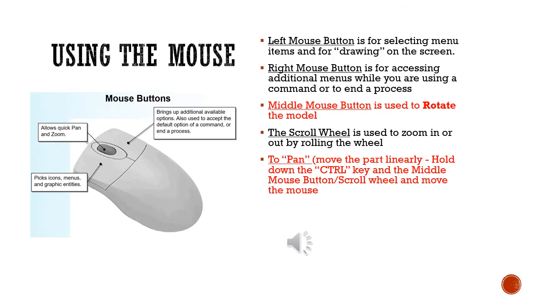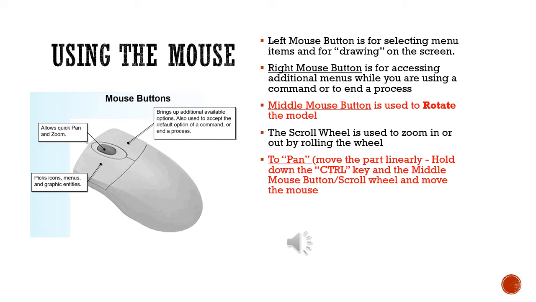Using the mouse in SolidWorks is a little bit different than Inventor. Now the left mouse button is still for selecting items on the menu and also for drawing on the screen. The right mouse button will let you access other menus. It will also act like an enter key to finish a command.